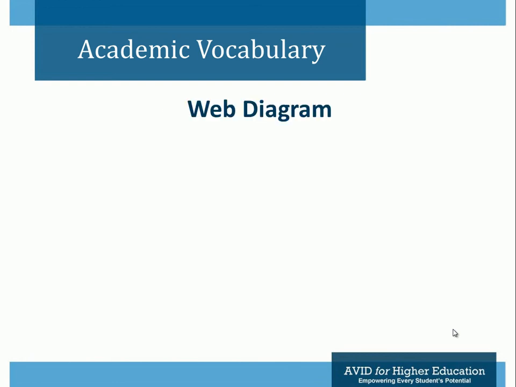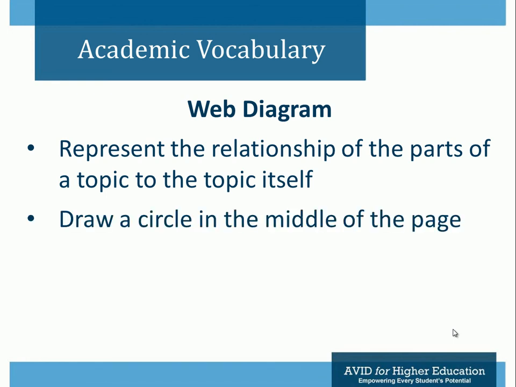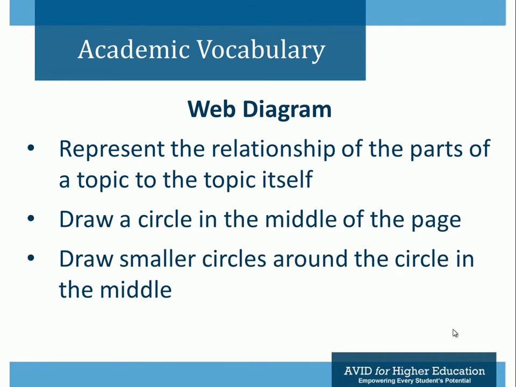Another very popular graphic organizer is a web diagram, which allows you to graphically represent the relationship of the parts of a topic to the topic itself. Start by drawing a circle in the middle of the page. This is known as the source node and includes the topic of the web diagram. Next, draw smaller circles an inch or so away from the source node and connect them with a line.